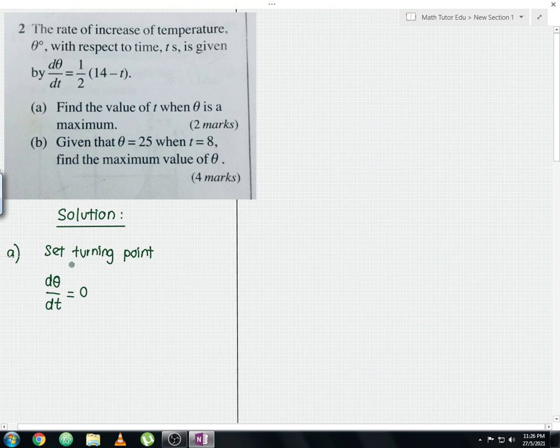Okay, so let us continue with our working over here. So from here, 1 over 2 in a bracket 14 minus t, close bracket, is actually equal to 0. Okay, so the 2 you times with 0, from here you get 14 minus t is actually equal to 0, and therefore you should get your t is equal to 14 seconds. Okay, so this is the answer for part A, guys. Okay, let me underline the solution.